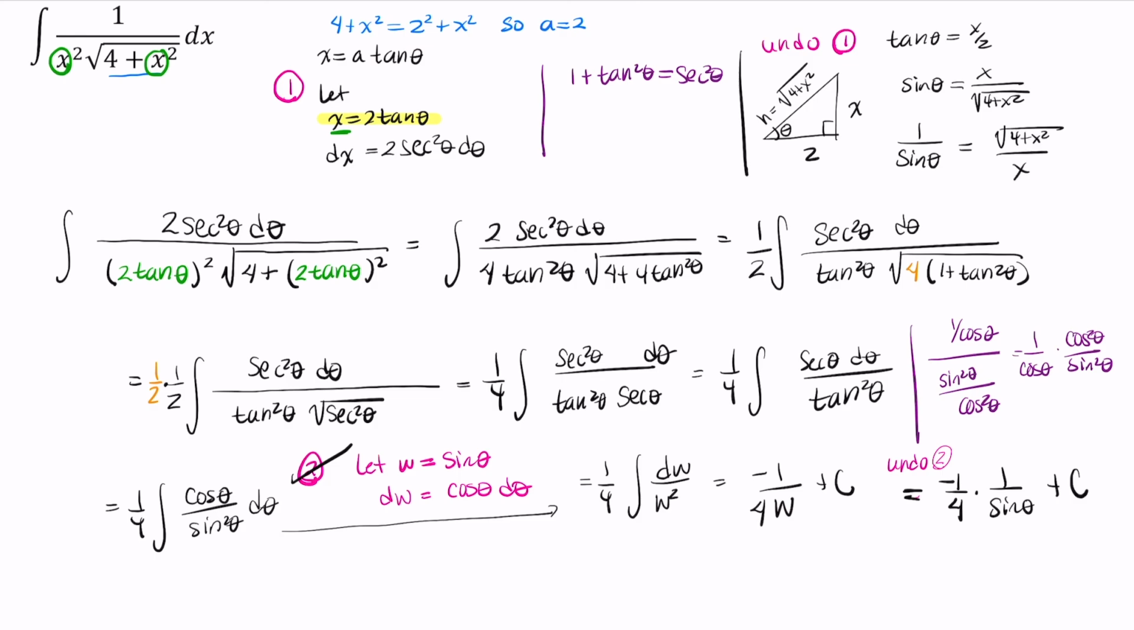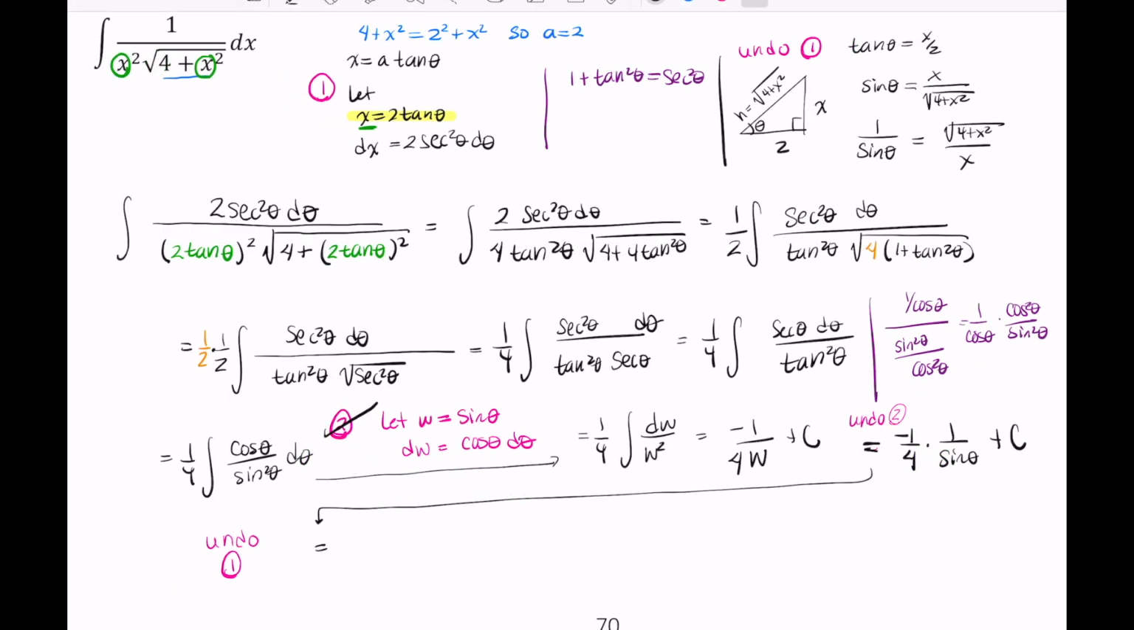So now we can undo 1 to get negative square root of 4 plus x squared in our numerator, and in the denominator that's divided by 4x, and then plus our constant. So all of this work here is to show that this integral is equal to negative square root of 4 plus x squared over 4x plus c. I hope this video has been helpful.